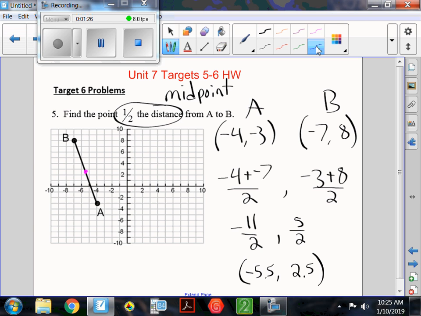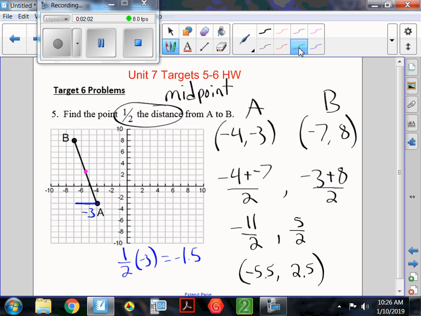I do want to show that as a distance process, that currently the horizontal distance from A to B means that I'm going 3 to the left, or -3. From A to B, I'm going 3 to the left. Maybe that's easier to see if I draw it on the bottom of the graph. So from A over to B, I'm going 3 to the left. So notice the midpoint is 1.5 boxes to the left, because half of 3, or half of -3, is -1.5.